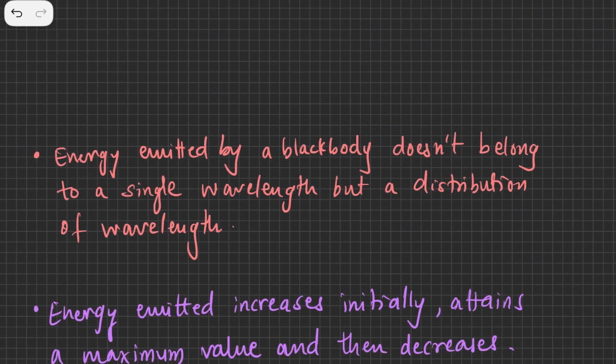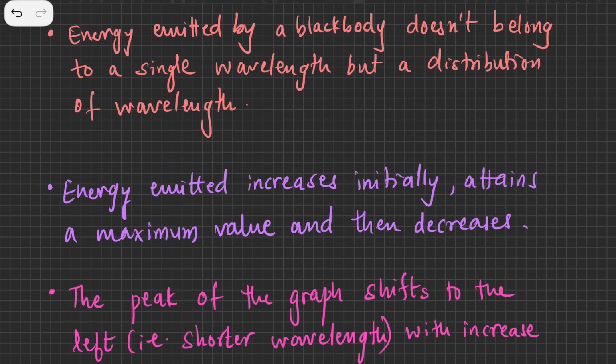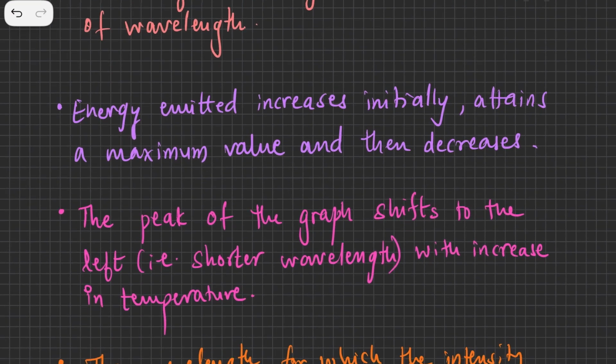So energy emitted by a black body doesn't belong to a single wavelength. You do not have a single wavelength for a particular black body. You have multiple wavelengths, it's a distribution of wavelengths. So you have a range of wavelengths, but there will be some wavelength which has a maximum intensity. Then second, energy emitted increases initially, attains a maximum value and then decreases. That is pretty clearly visible from the graph.